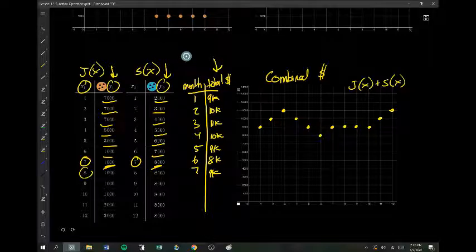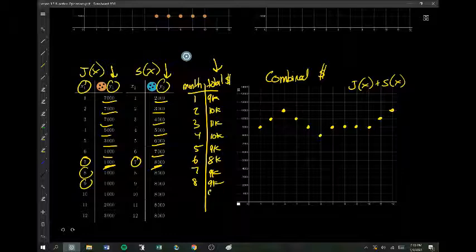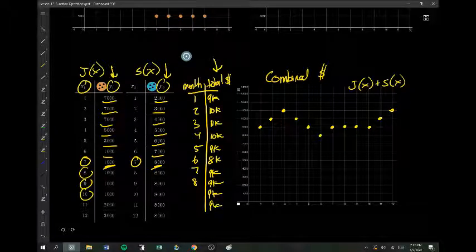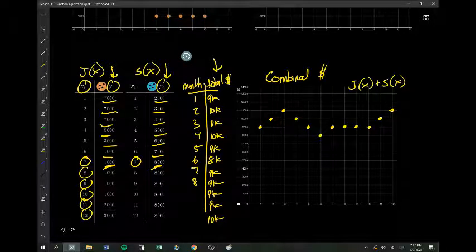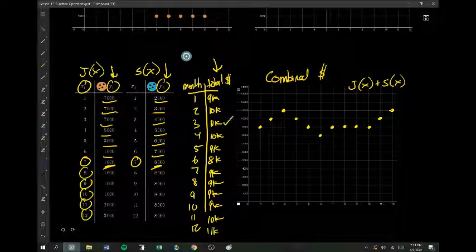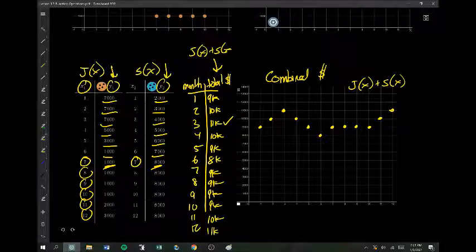In month 8, they had 9,000. In month 9, they had 9,000. In month 10, they had 9,000. In month 11, they had 10,000. And in month 12, they had 11,000. They ended up at their highest point. Matching this one here. Way to go, Joe and Susie, you did it. This would be the table for j of x plus s of x. It is still a function. If you take two functions and add them together, you're going to get another function.